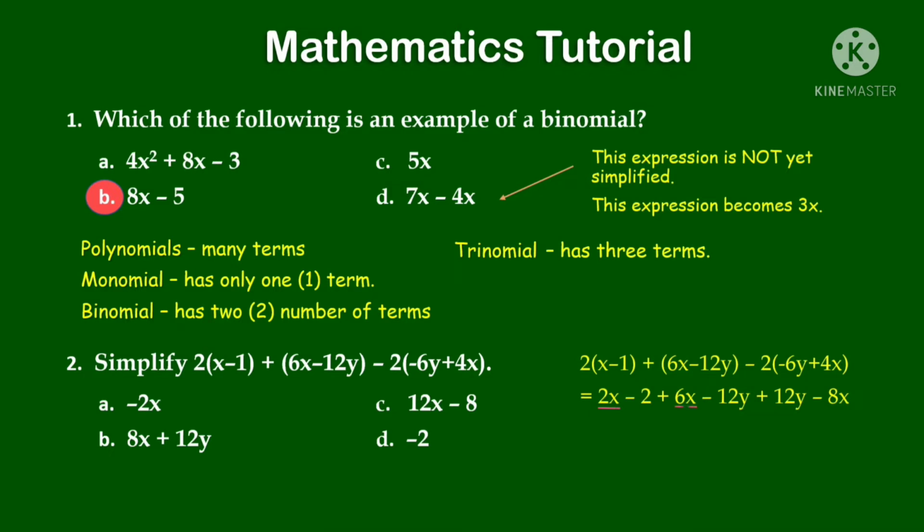Then 2x and 6x are similar terms. Then we have 8x minus 2 minus 12y plus 12y minus 8x. We have still similar terms, which is the 8x and 8x, and also for 12y and 12y. So you are going to subtract, that becomes 0. So the remaining term is negative 2. So the final answer for that is letter D.